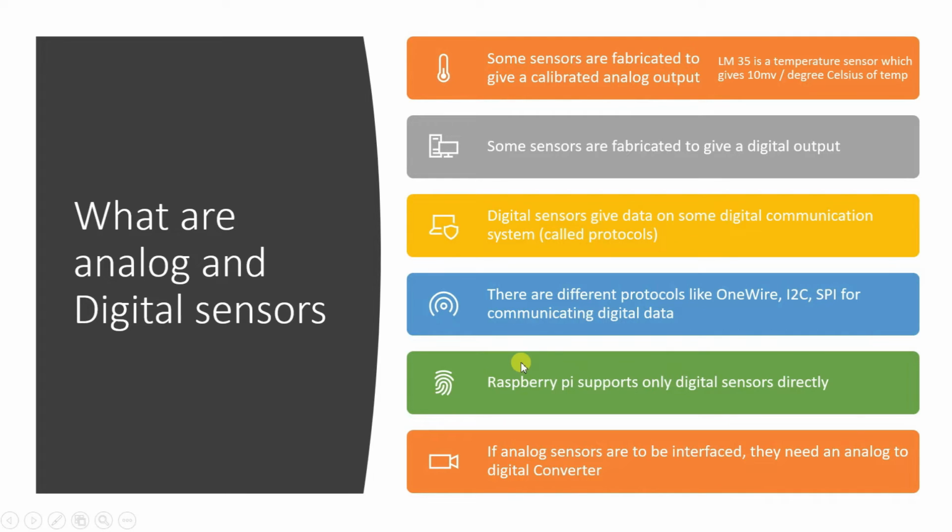With Raspberry Pi, we have to understand one fact: you cannot directly interface an analog sensor like LM35 to it, as Raspberry Pi natively only supports digital sensors, because on the Raspberry Pi board itself there is no analog to digital converter. But if you have to connect an analog sensor like LM35 to Raspberry Pi, you need to use an external A to D converter. Now in this session we are going to see some of the sensors which are analog as well as digital.